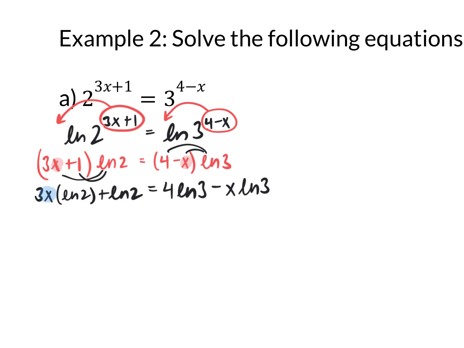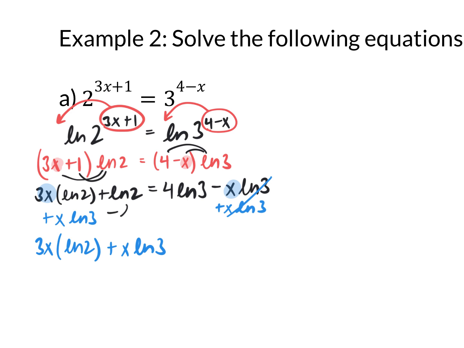Now, still a bit of an issue because I've got x's on the left and I've got x's on the right. So let's move our x's onto the same side here and isolate our x variable. So I'm going to add x natural log of 3 to both sides. That's going to go away. And I've got 3x natural log of 2 plus x natural log of 3. And why don't we go ahead and move this natural log of 2 to the other side. So this now equals 4 times the natural log of 3 minus the natural log of 2.